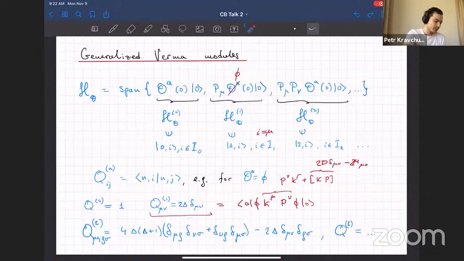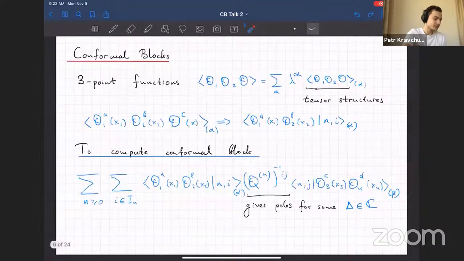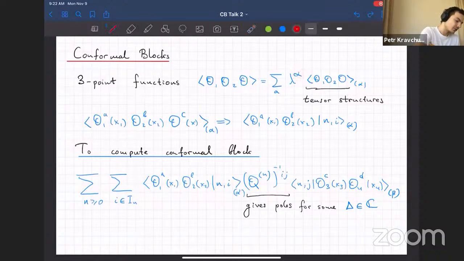Okay, so let's move on. Now, let me remind you that the 3-point functions in higher dimensions are not completely fixed by conformal symmetry. They're fixed by conformal symmetry up to some number of 3-point coefficients, 3-point couplings, which are labeled by lambda alpha, and any physical 3-point function can be expanded in a basis of some standard 3-point functions, which are called tensor structures. And I'll just denote them in this way.